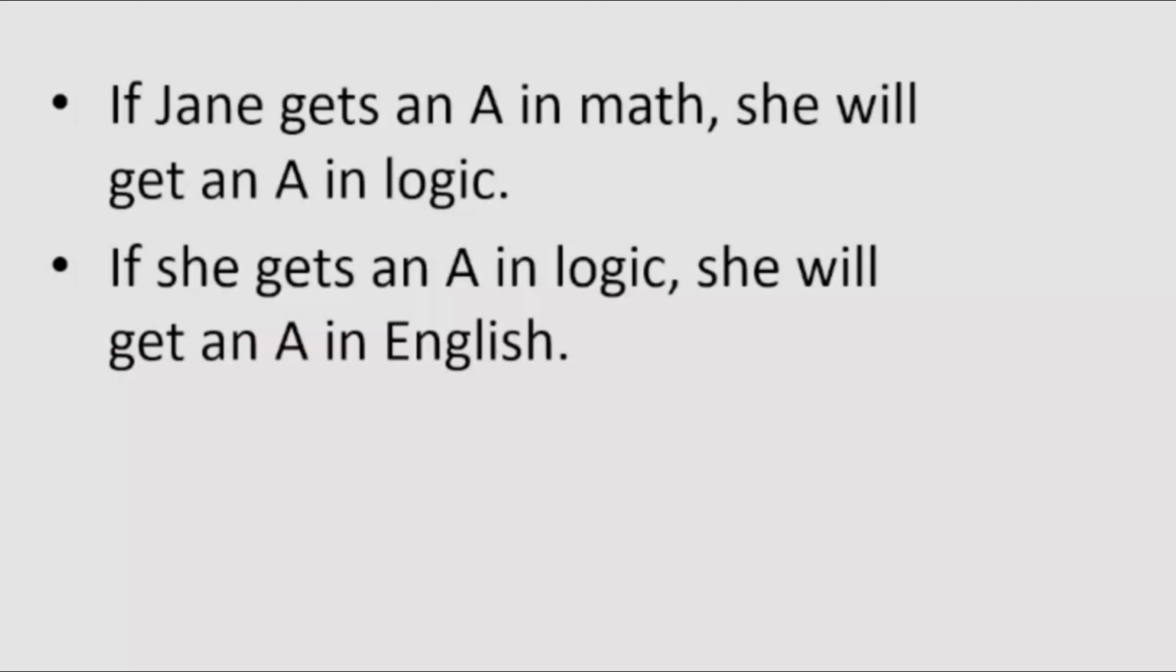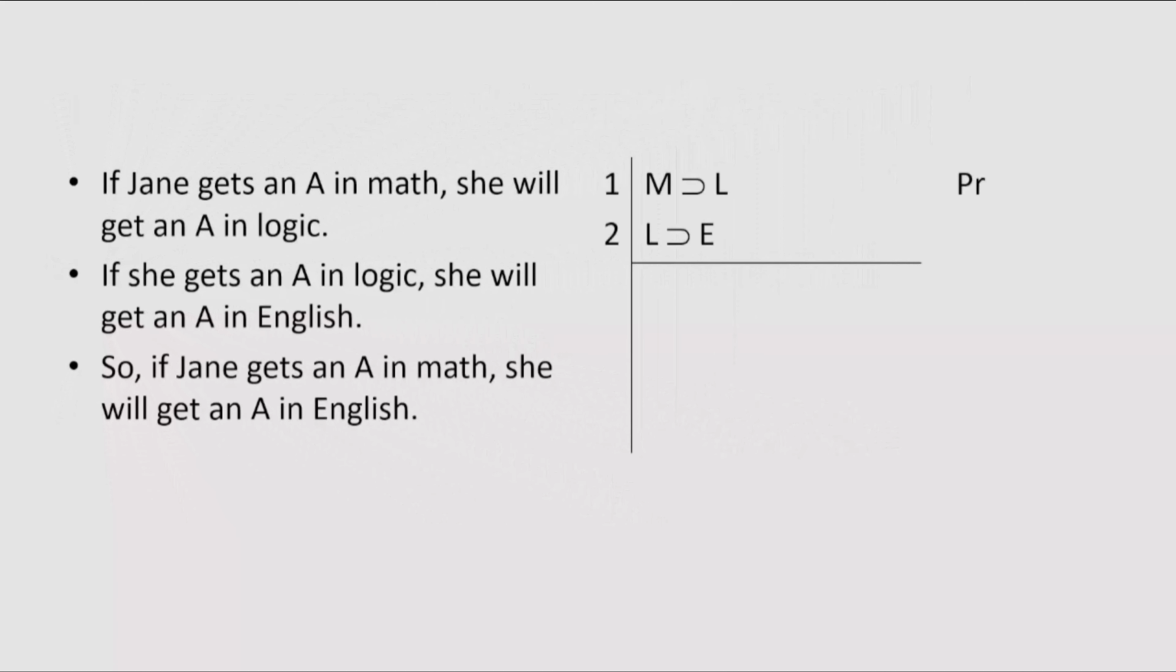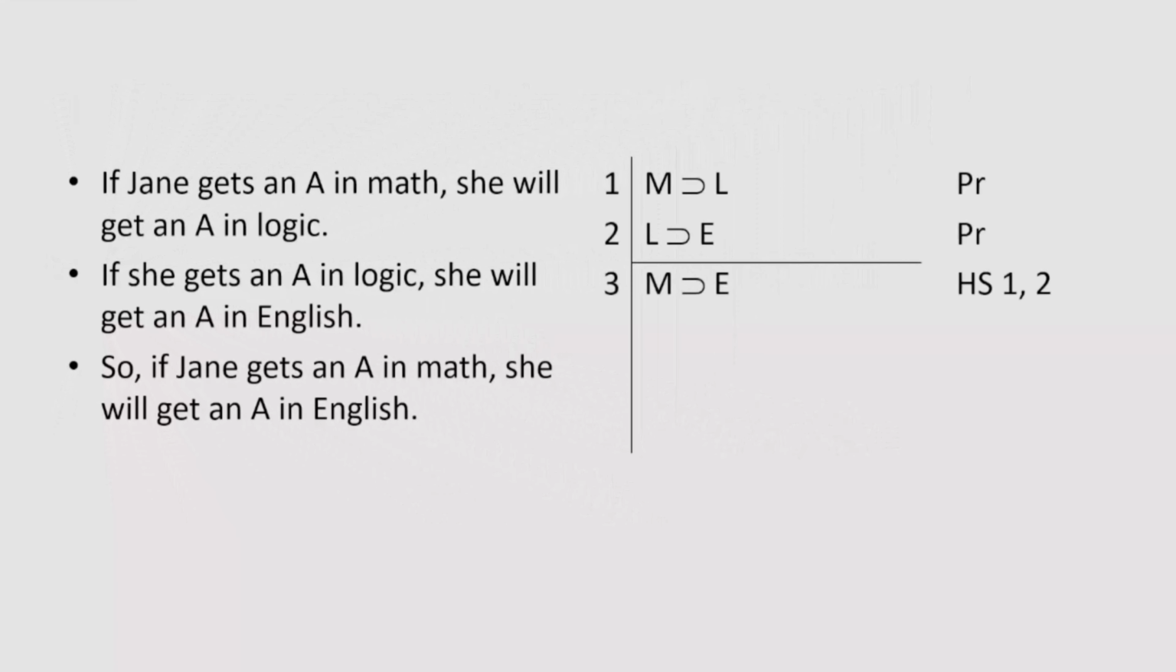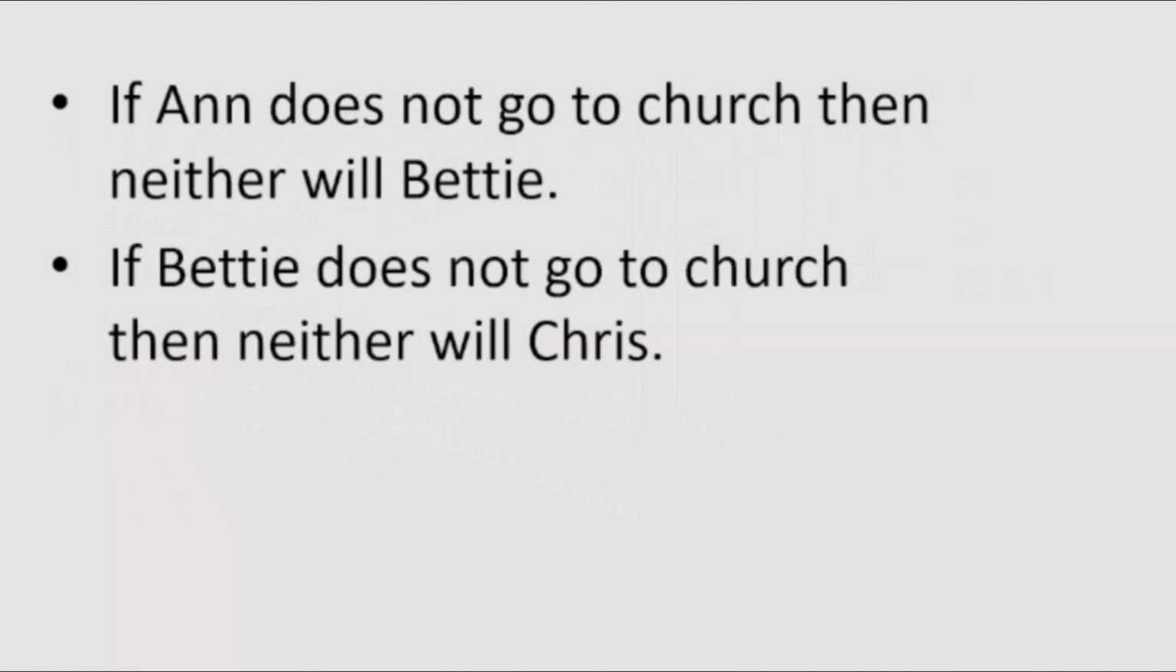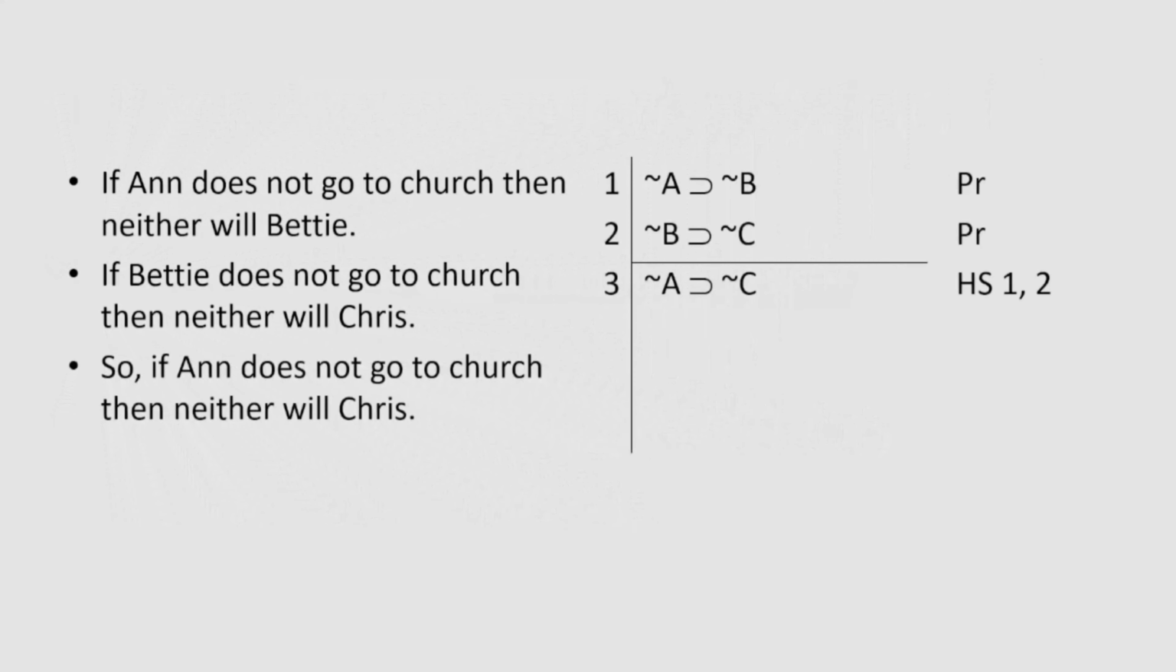If Jane gets an A in math, she'll get an A in logic. If she gets an A in logic, she'll get an A in English. It follows that if Jane gets an A in math, she'll get an A in English. If Anne doesn't go to church, then neither will Betty. If Betty doesn't go to church, then neither will Chris. It follows that if Anne doesn't go to church, then Chris won't go to church.